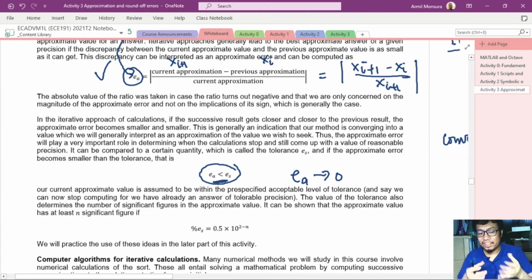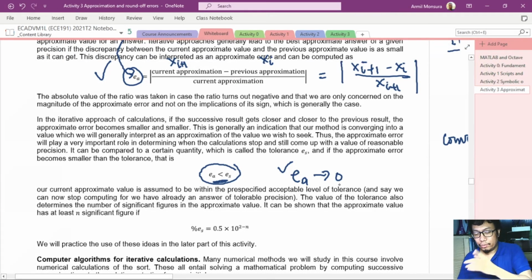Again, the idea is hindi dahil nagra-run yung program niyo, even if your program executes properly without errors, it doesn't mean that the answer generated by that program or algorithm is correct. So ang sinasabi lang, when our approximate error approaches zero, it means that your iteration is converging. Therefore, you are getting a certain value. Now, that value may be correct, maybe not. That is subject to interpretation pa.